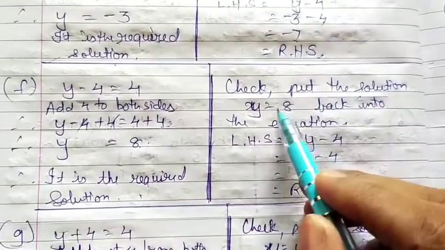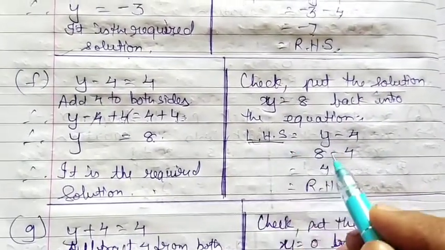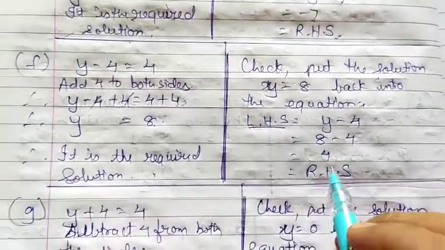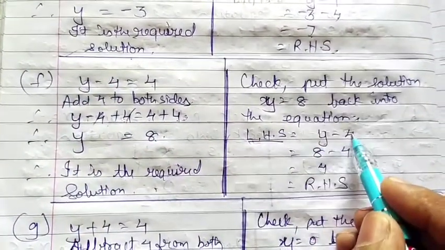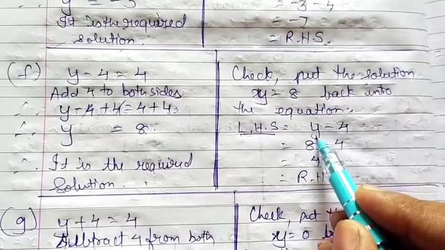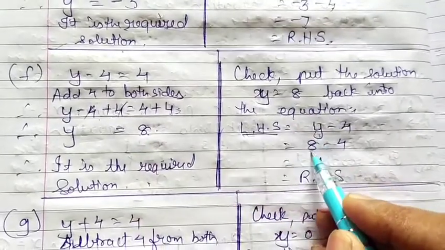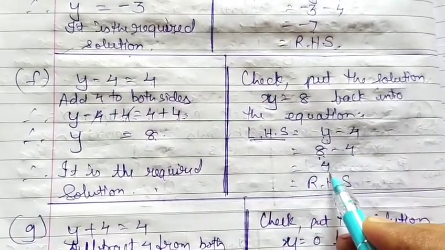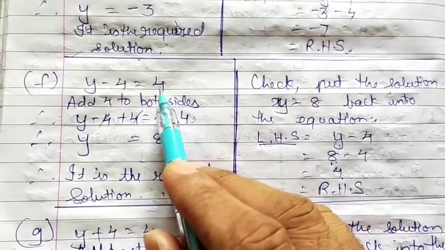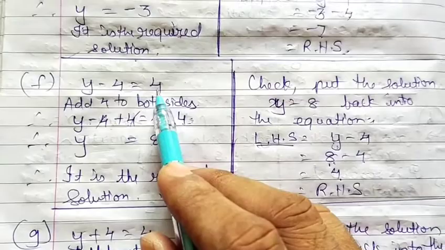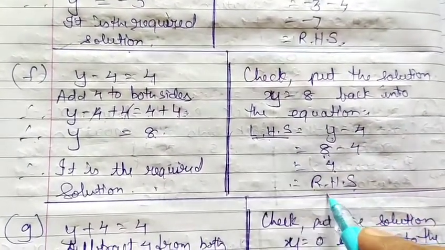Now check, put the solution y equals 8 back into the equation. Now the left hand side, we have to see whether it is equal to the value of the right hand side. So whatever the expression is, that is y minus 4 toward your left hand side, in place of y you have to substitute the value of y with 8. So in place of y you have to write 8. So 8 minus 4 gives 4, and see whether it is equal to the right hand side or not. In your question, yes, we have 4 toward our right hand side. So write down which is equal to the right hand side. So we can say that left hand side equals right hand side.